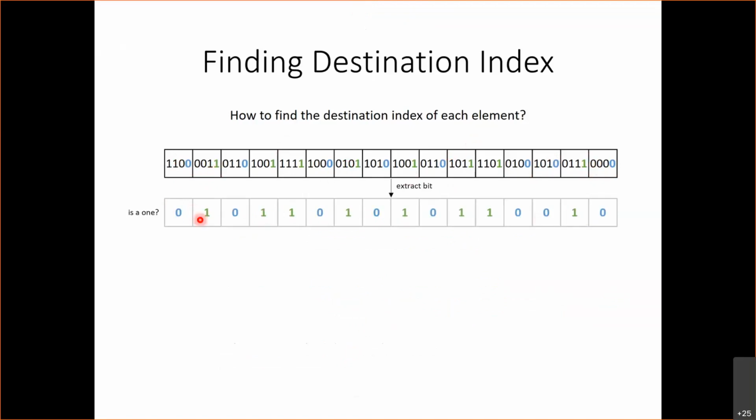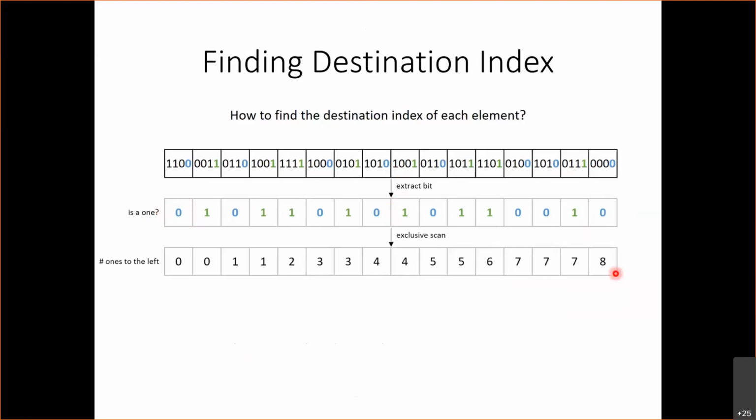Now, this array is going to tell me if something is a one or not. Now, if I want to calculate for each element the number of ones to the left, what do I do? Well, simply, I'm going to do an exclusive scan on this array. If I do an exclusive scan on this array, what I now have is the number of ones to the left of each element in this array. Right over here, this element has one one to its left. How do I figure that out? Well, I simply add zero and one. This element has three ones to its left. How do I know that? Well, if I simply add all the zeros and ones before it, I have one plus one plus one, that's three. Okay, so I figure out that this element has three ones to its left, et cetera.